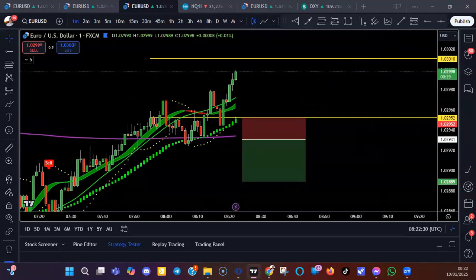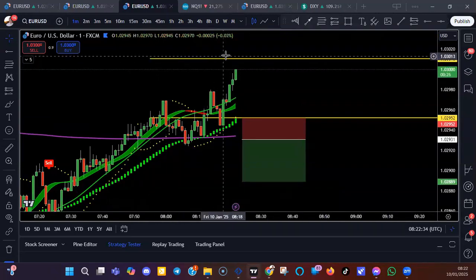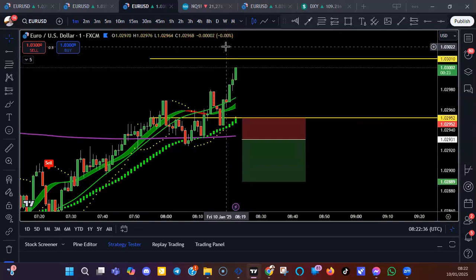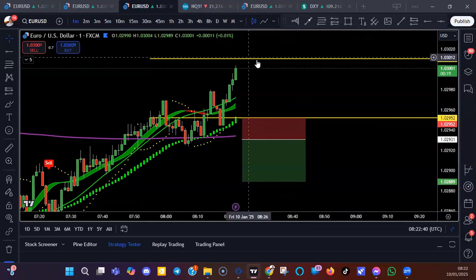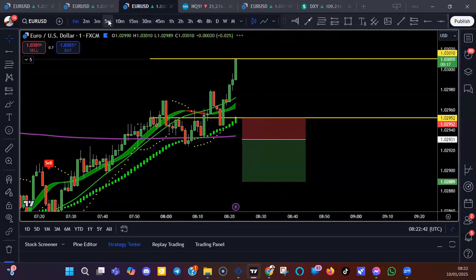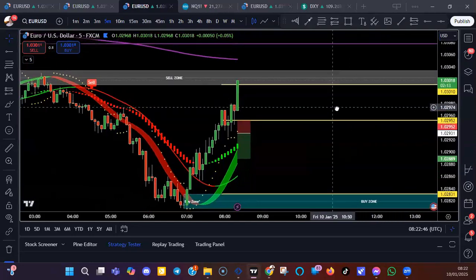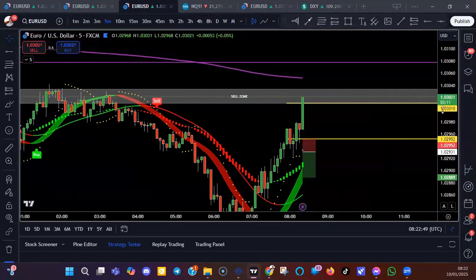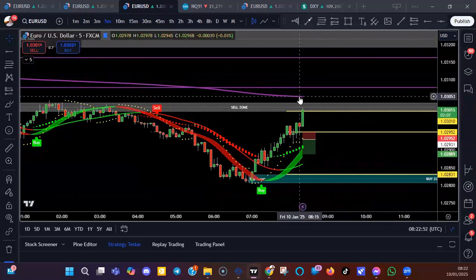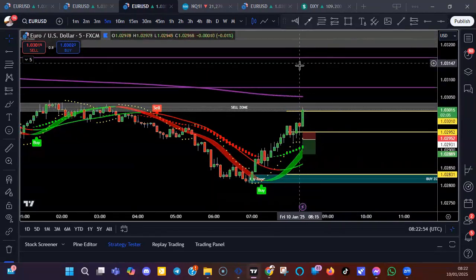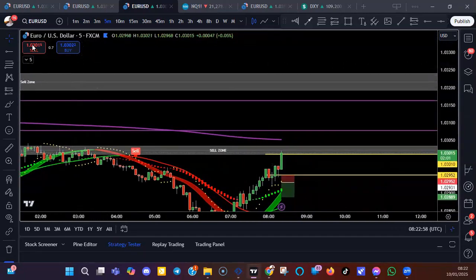So let's go and have a look. We are going into the second sell zone, which is sell orders. So they might be collecting some sell orders here. Let's go to the 5-minute. Oh, there we go. Look. We could be possibly going to the purple line and beyond. We might even be going to this area here.